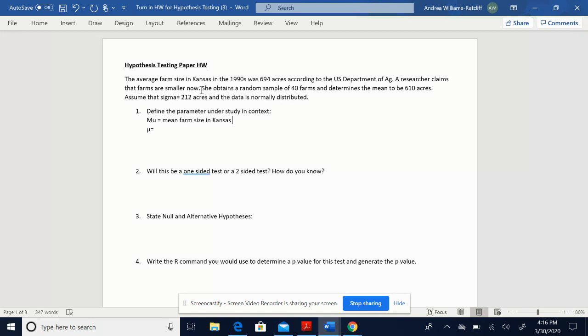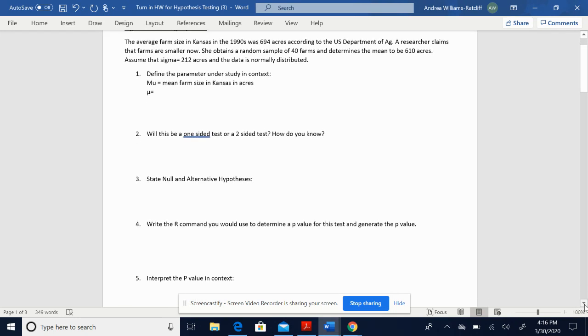So we either need mu equals mean farm size in Kansas. And a lot of you also did the units in acres. You also could have had that with the symbol. Most of you did pretty good with one-sided or two-sided. This is a one-sided test because we're looking for smaller now.